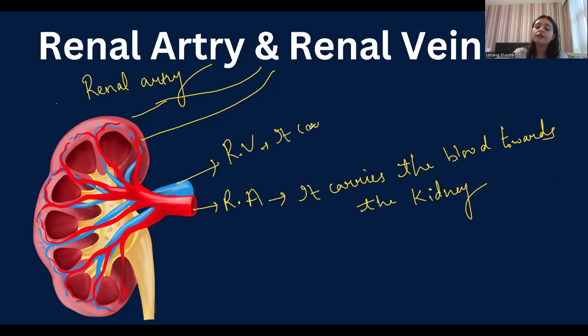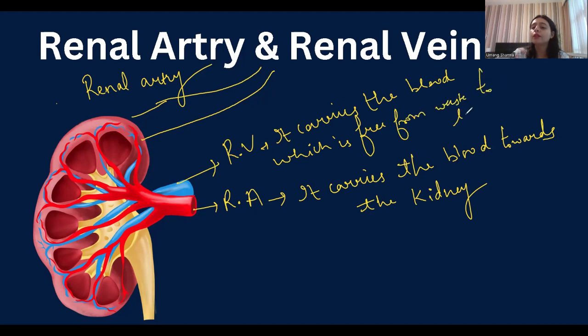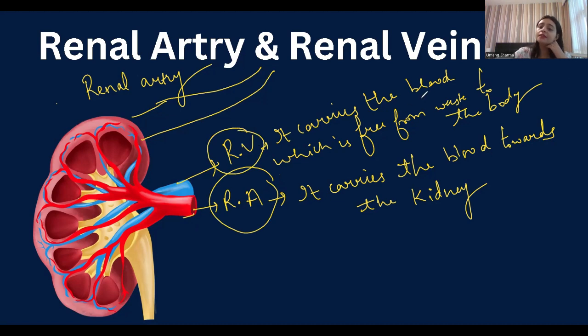It carries the blood, which is now free from waste, to the body. Can you see? This is the renal artery, which is red in color. This is the renal vein, which carries the blood which is totally free from waste towards the body, and it is the renal artery which is carrying the blood towards the kidney. Means this blood is toxic.